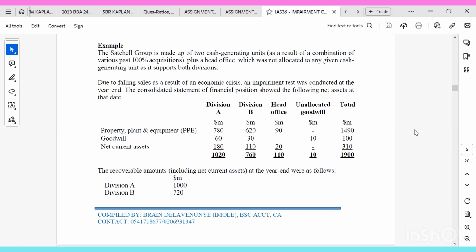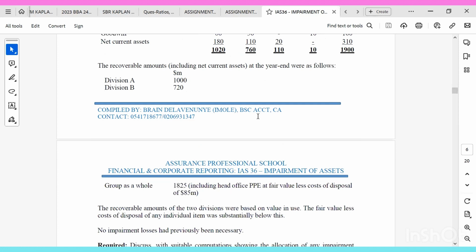So the first thing is we can decide to test for the group as a whole in the first place. Let's test for the impairment on the group as a whole first. You can do that, or you test for the individual CGUs. So what is the carrying value of the group as a whole? 1,009. Okay, that is the 1,009 over here. But what is the recoverable amount of the group as a whole? 1,825. So what is the difference? 75. Okay, the difference is 75, which is the impairment loss.